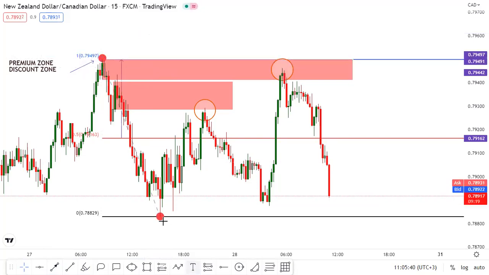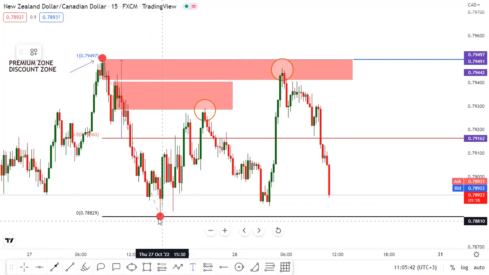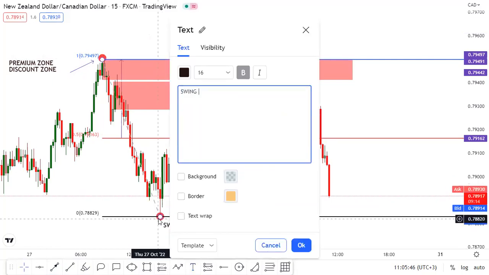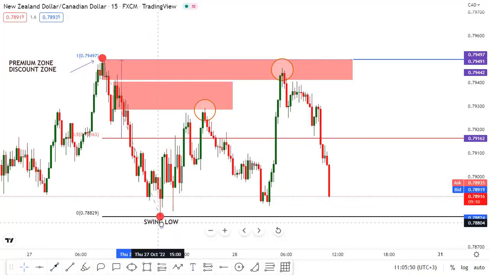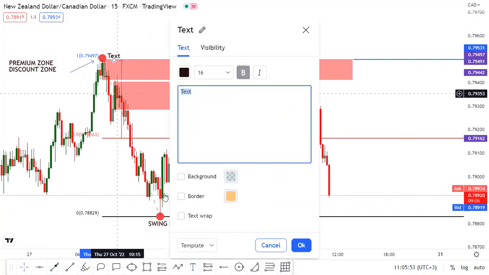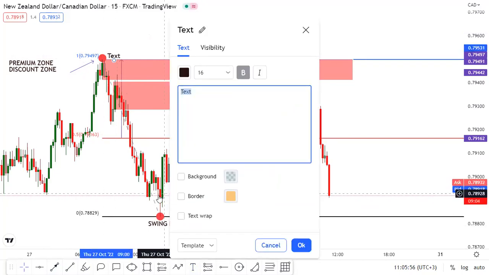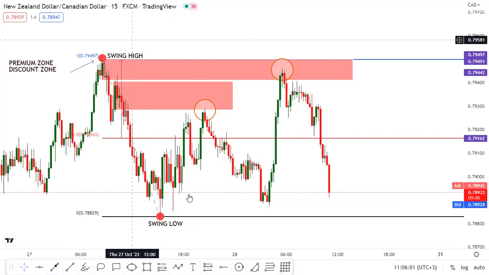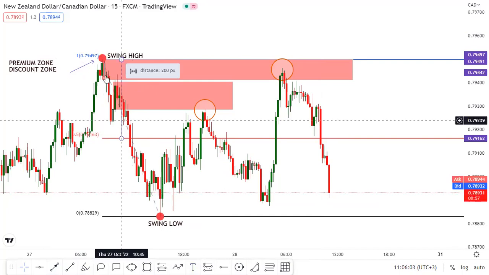And our swing low is this. This is the lowest point that we can see price has reached. You see, this is our swing low, and this is our swing high. Yeah, you know them, right? So you can know how to do it.